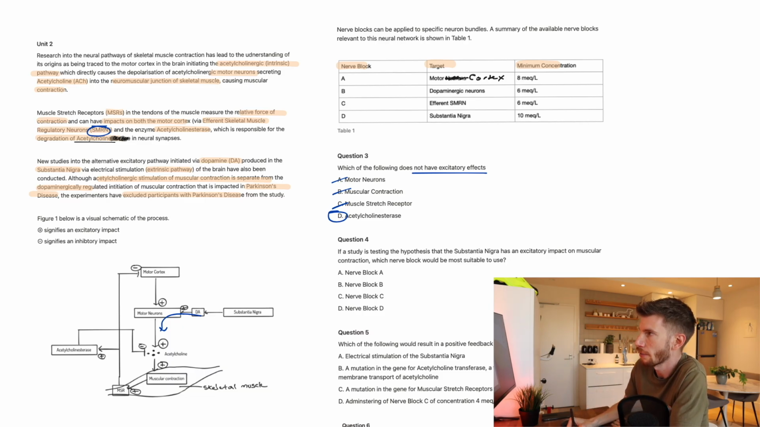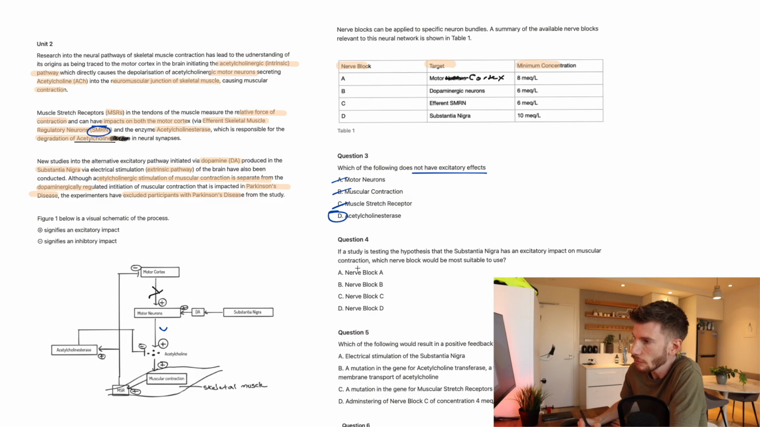We could either play around with switching on and off the substantia nigra, but we may not have a nerve block available for that. But the other one that we could do as well is we could also be looking at switching off the motor cortex and allowing the substantia nigra to work. And if it does work, then we should get muscular contraction.